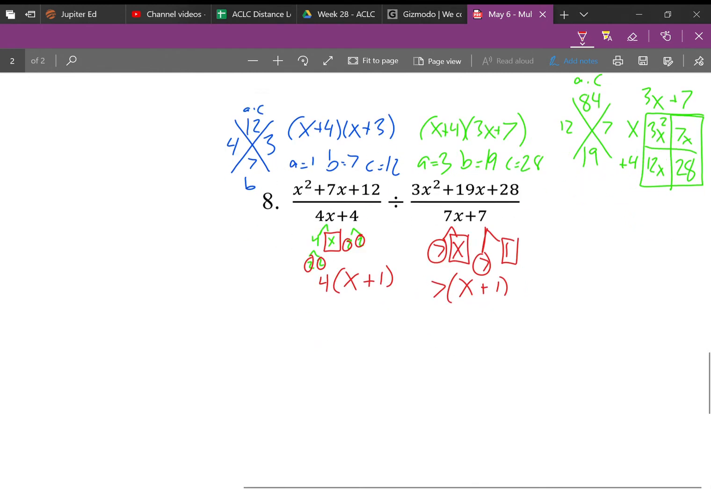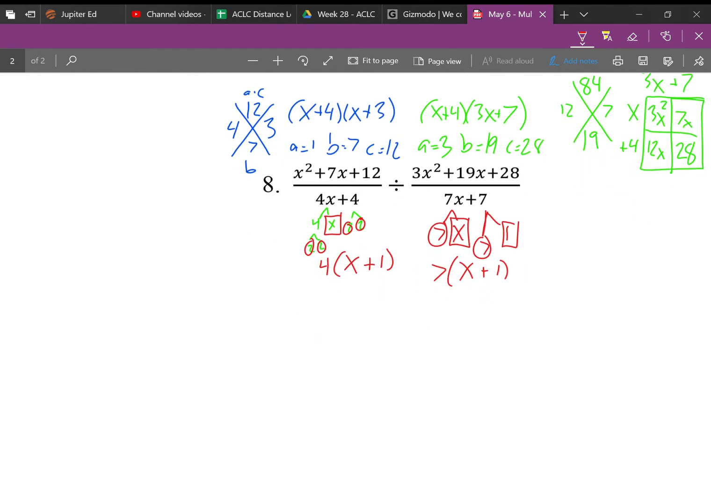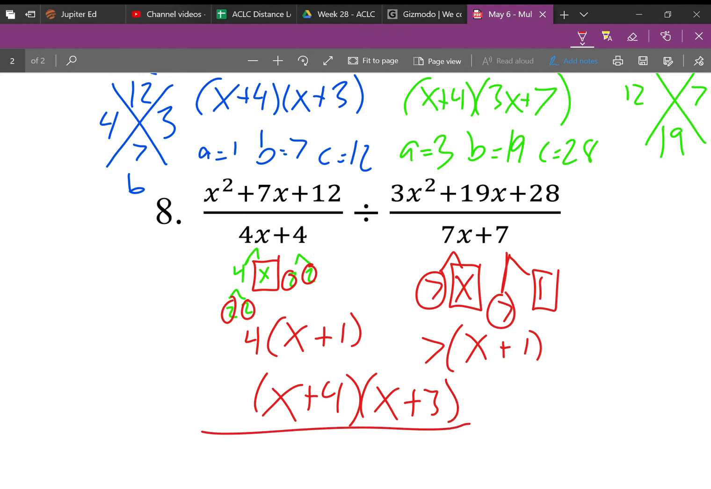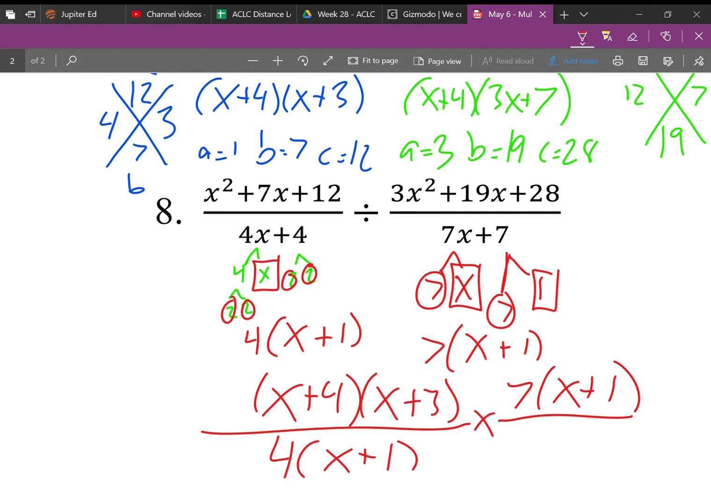Now we want to rewrite this as a multiplication problem. But when we do that, we're going to just use our nice factored forms here. So what do I have? I end up with, on the top, x plus 4, x plus 3. On the bottom, I had 4 times x plus 1. And in the second one, when I flip it, I'm going to have 7 times x plus 1 over x plus 4 times 3x plus 7.